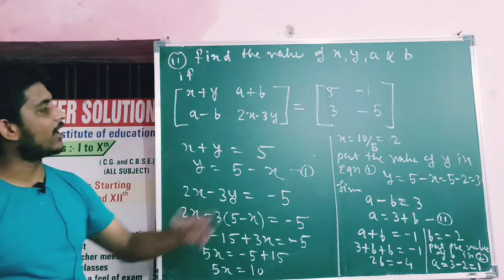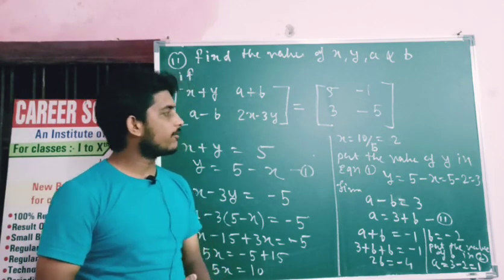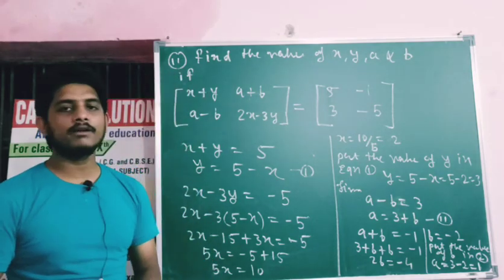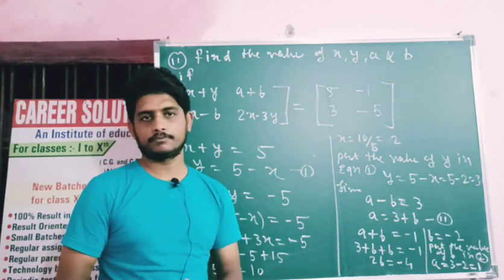The value of x is 2. The value of y is 3. The value of a is 1. And the value of b is minus 2.